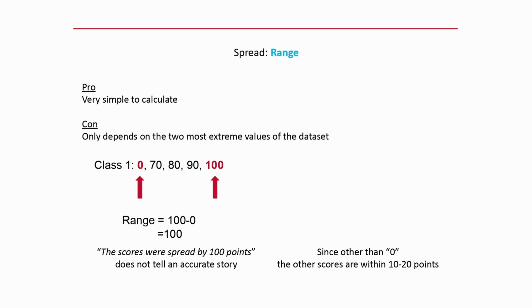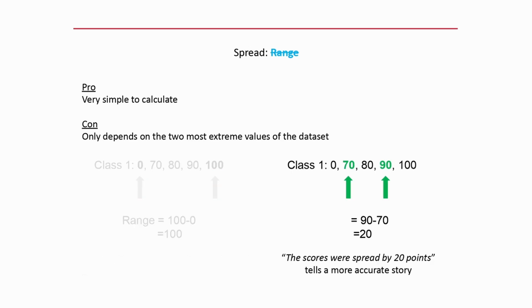So I want to use the idea of range to measure spread, but fix it so that we're not going to use the biggest and the smallest values, because those are subject to being outliers. If instead we scooted inwards and used 70 and 90 and said, hey, the difference between those 2 values is 20, so most of these scores were spread by 20 points, more or less. That tells a way more accurate story of how spread these scores are.